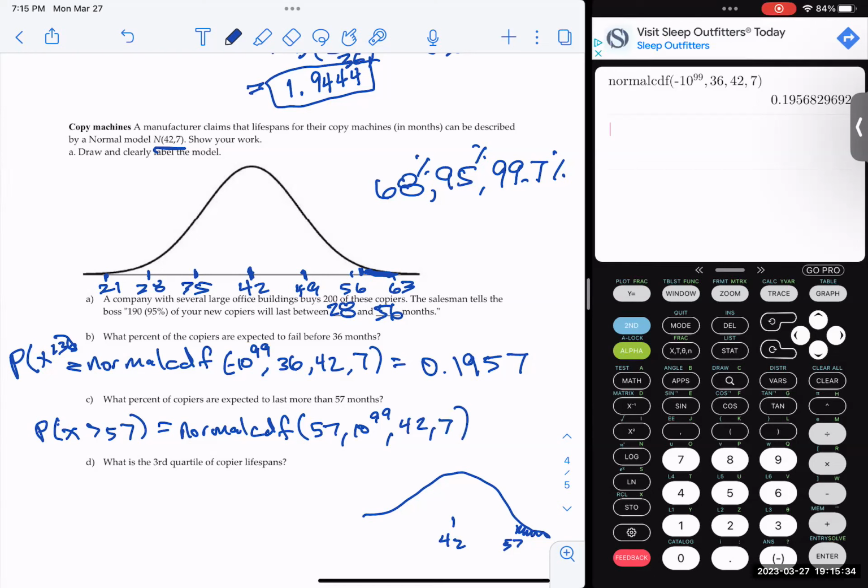So look, this is how to find the area to the left. This is how to find the area to the right. So the calculator's super quick. I would hit second distribution, normal CDF. My lower bound, we said 57. 10 to the 99th power. 42.7. And I get that that's about 0.0161 to 4 decimal places. We feel okay about that?